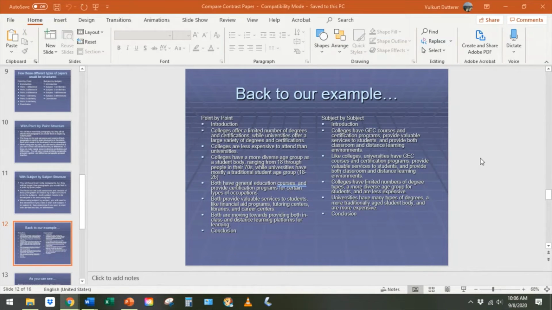If I'm doing subject by subject, I'm using the exact same materials. I'm just structuring the information in a different way. So my subject by subject would start with an introduction. The first body paragraph is going to only talk about colleges. Colleges have GEC courses and certification programs, provide valuable services to students, and provide both classroom and distance learning environments. And then I would go into more explanation about how colleges do this. Next paragraph: like colleges, universities have courses, programs, services, and different types of learning environments. And then I would explain how universities do this.